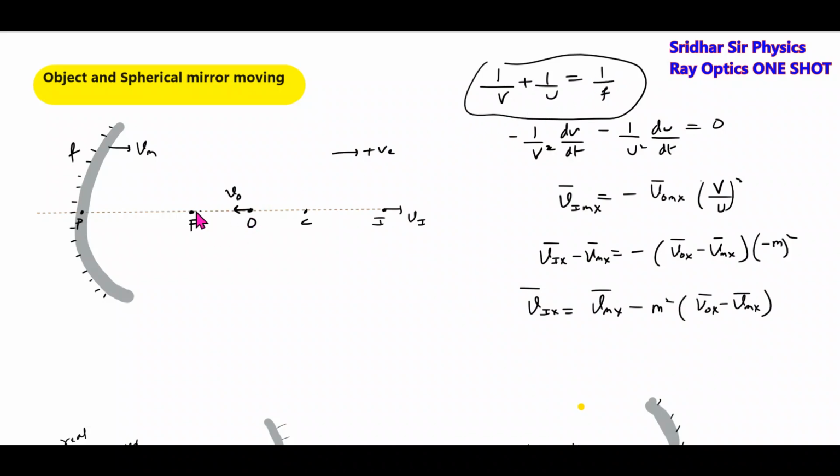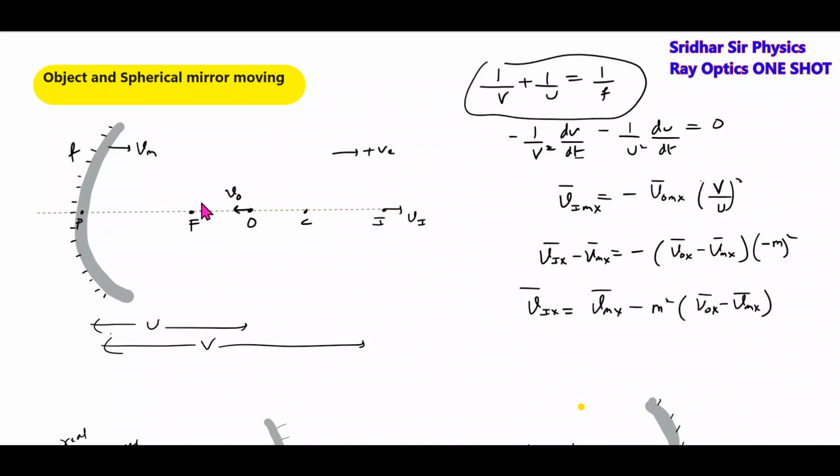As the object moves, the object distance will vary and will not be constant. Similarly, this will be the image distance. So the image distance and object distance will vary. Differentiating this, the derivative of 1 by v is minus 1 by v square dv by dt, and the derivative of 1 by u will be minus 1 by u square du by dt. What is dv by dt? It is the rate of change of position of the image with respect to the pole of the mirror.